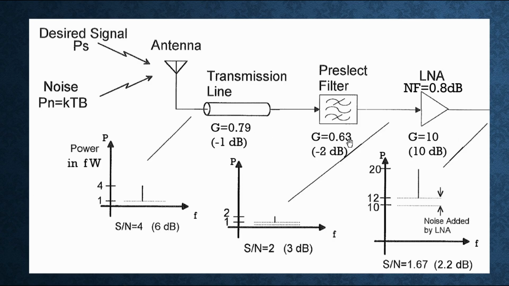So 0.79 times 0.63 is 0.5. So it's a power gain of a half, and that's -3 dB. Oh, yeah, we could have done it this way, right? -1 plus -2 is -3 dB. So we're losing 3 dB through this thing. But I like the half number because I want to work in the linear units over here. So our signal power was 4, but it got cut in half, so it's now 2.